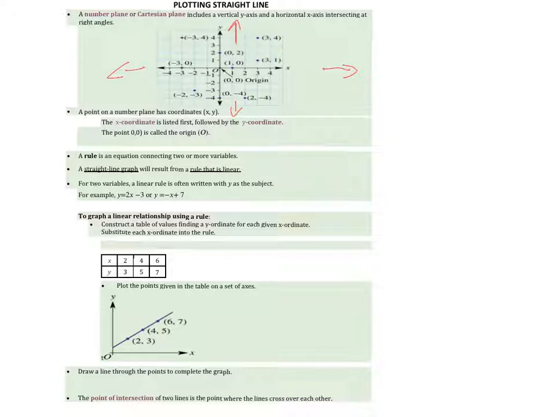Now, when we plot a coordinate on our axes, we always state the x value first and then the y. So if you had a point 3, 5, that is your x value 3 and your y value is the 5. So we know that we have to go across 3 places on the x-axis and then up 5 places on the y-axis.